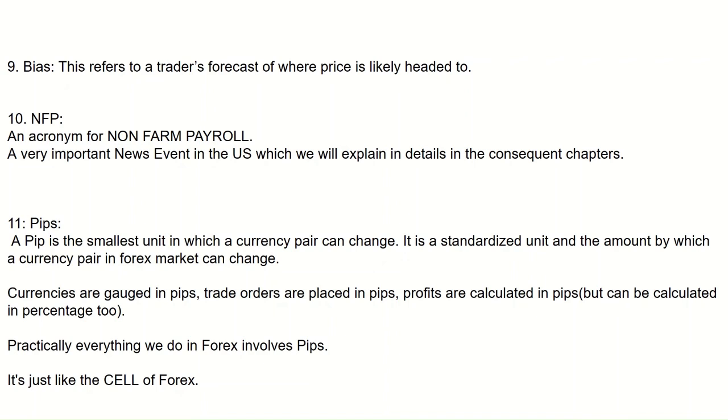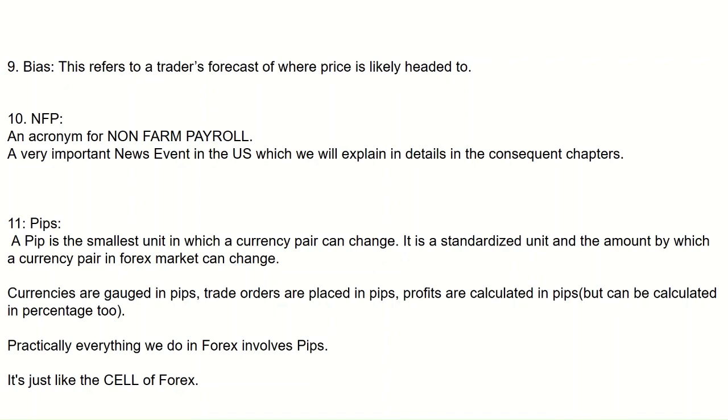It is a standardized unit and the amount by which a currency pair in the foreign exchange market can change. Currencies are gauged in pips, trade orders are placed in pips, profits are calculated in pips, but can be calculated in percentage too. I'll be explaining that later, how you can calculate in percentage. But mostly your pairs move in pips. So when a pair moves, you can say it's moved in pips.